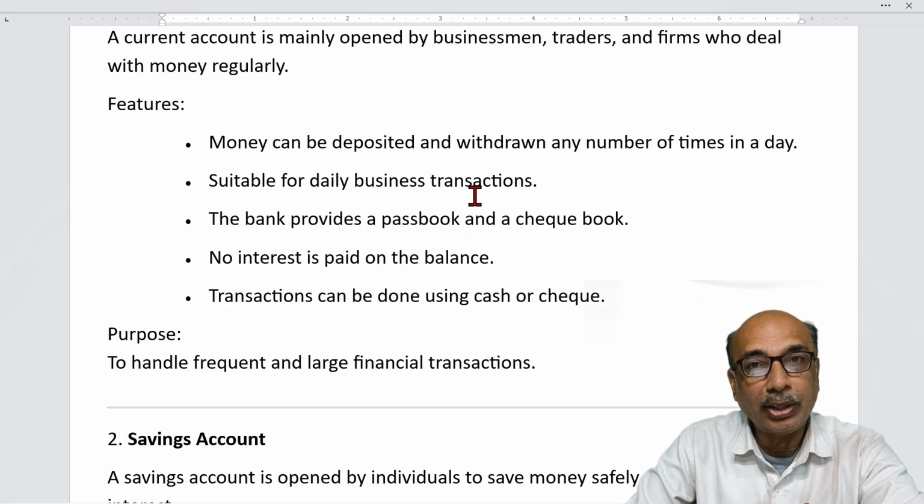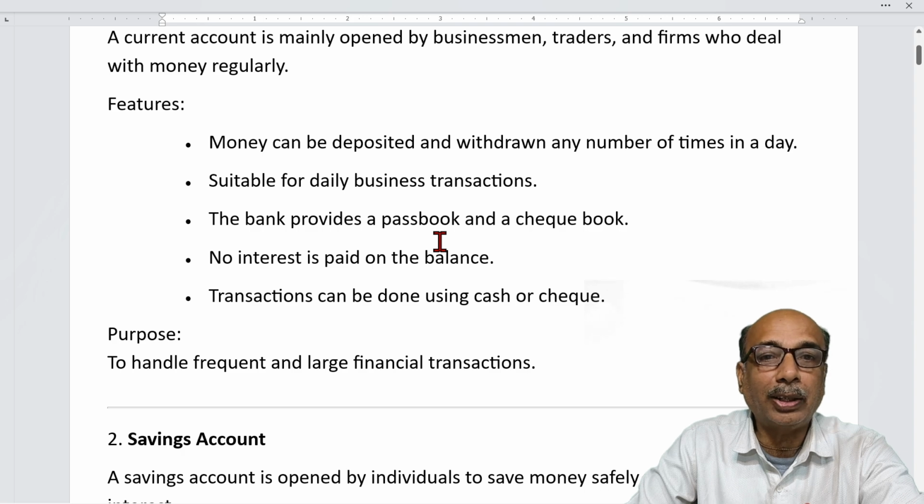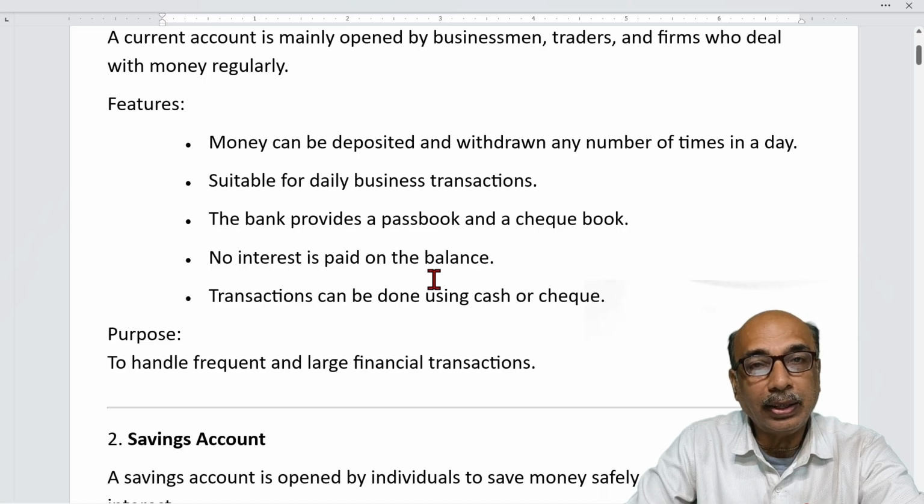But nowadays, as you know, a number of things are coming on UPI and all, so they don't have to visit the bank. But whatever cash comes to them, or checks, they have to go and deposit in the bank. The bank provides a passbook and a checkbook. No interest is paid on the balance. Whatever balance they have, they don't get interest on it. Transactions can be done using cash or check.